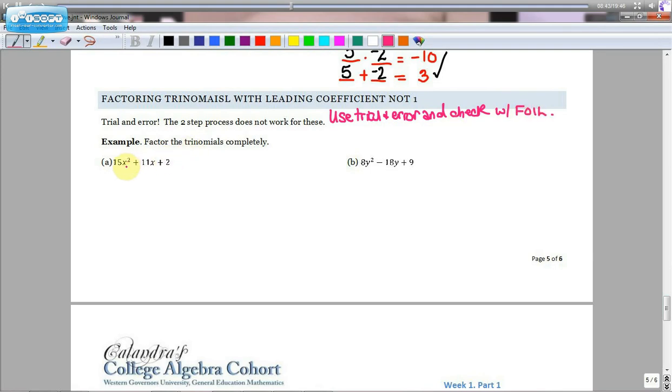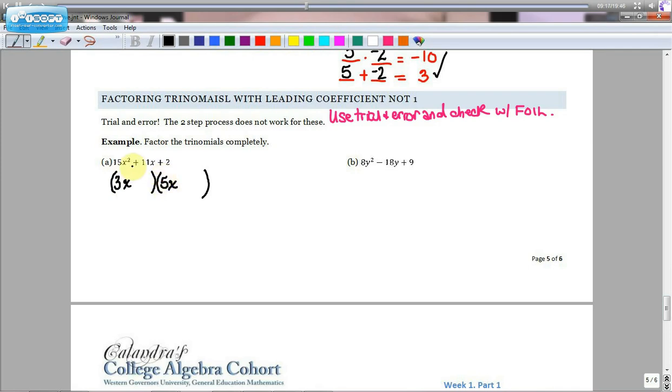Okay, so for our first problem, factor the trinomials completely. Well, I know my trinomial will factor into two binomials. So thinking about FOIL, the first times first should give me 15x squared. So I know that I'll have an x in each of those first slots, but they're going to have coefficients because I need my numbers to multiply to give me 15. So I'm going to try a 3 and a 5.